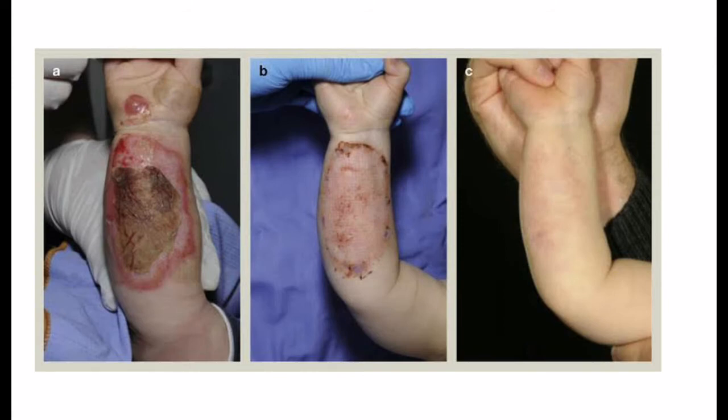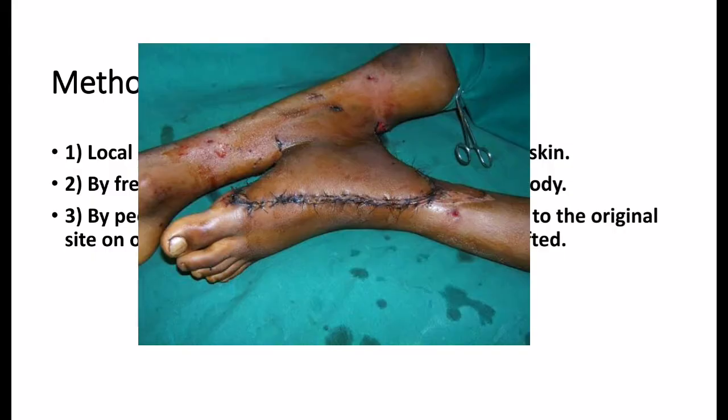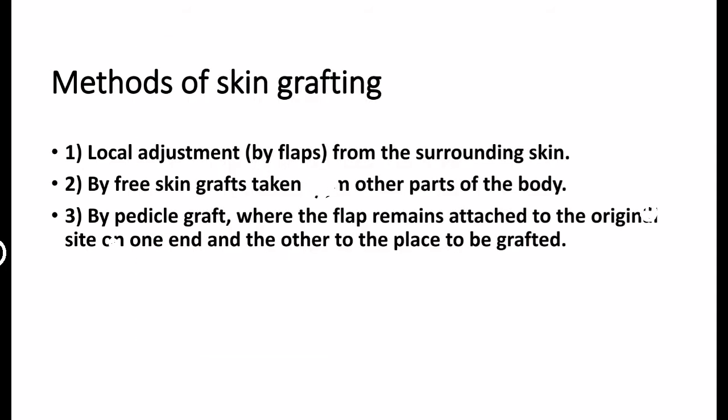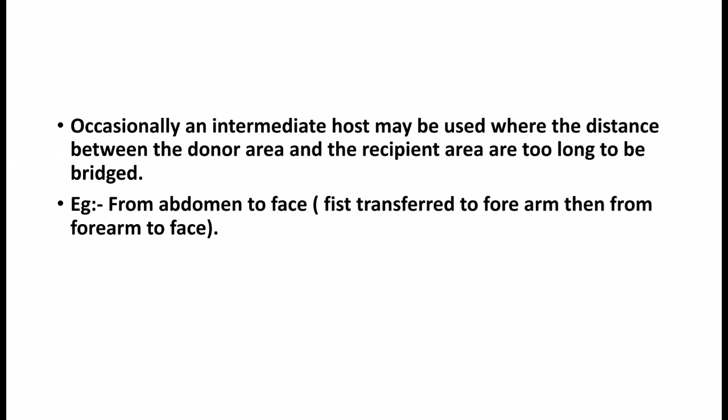This is a picture showing free skin graft. A picture of pedicle skin graft. Occasionally, an intermediate host may be used where the distance between the donor area and the recipient area is too long to be bridged. Example, from abdomen to face. First from abdomen it will be transferred to forearm. Then from forearm to face.